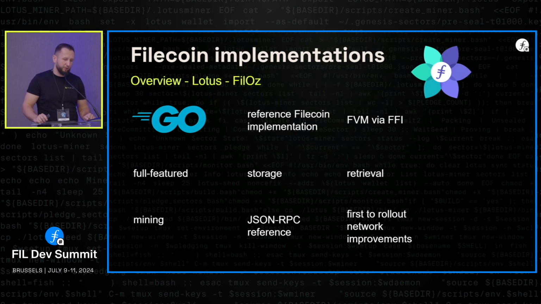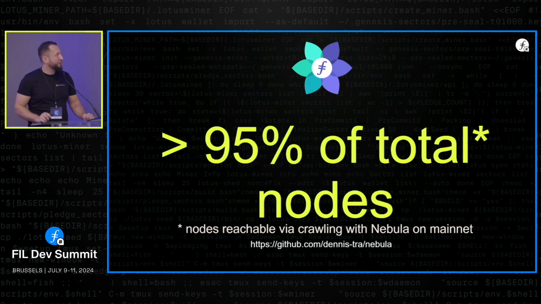That's storage, retrievals, mining. It is the reference for the JSON RPC, and it's the first implementation to roll out all the network improvements. For the JSON RPC, I'll be talking more about it later, and I will also invite you to a great talk by David later today that will touch on it more.